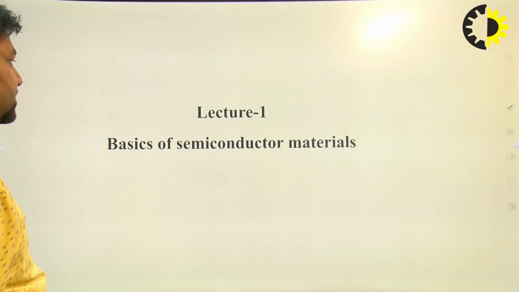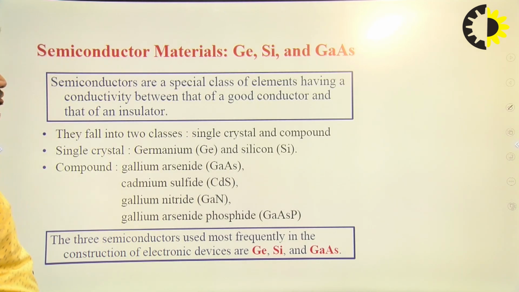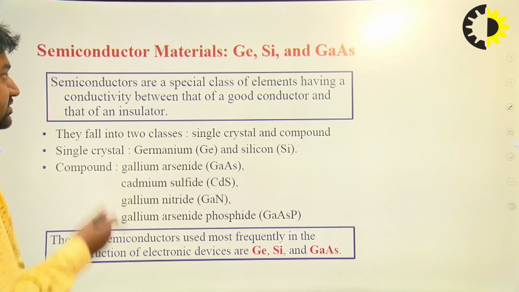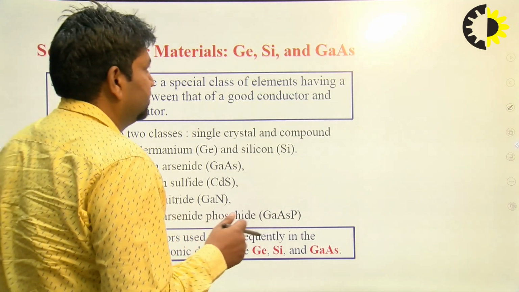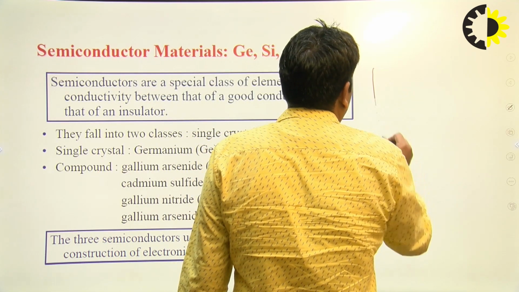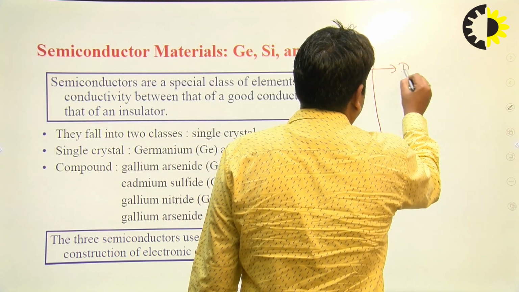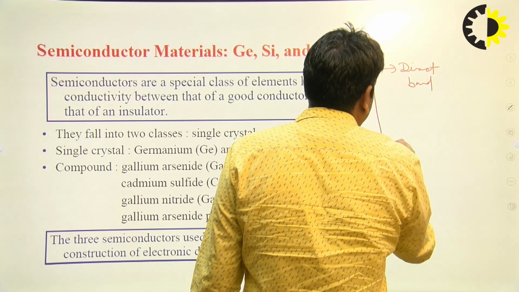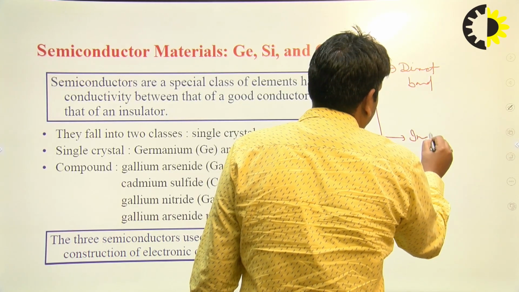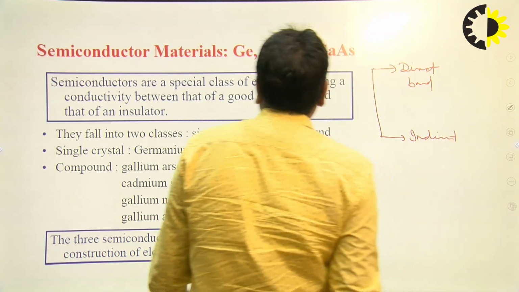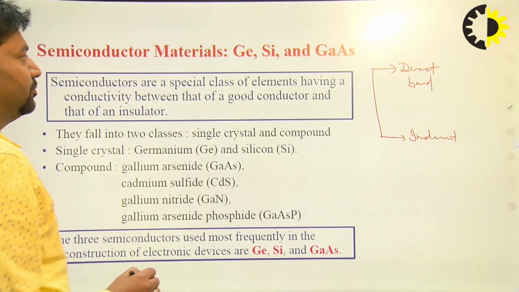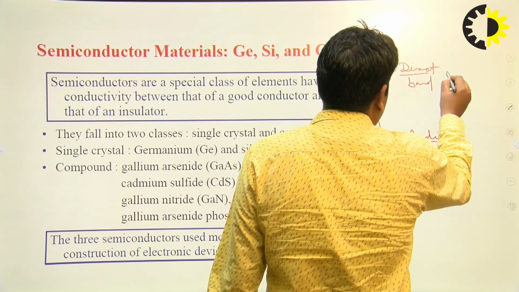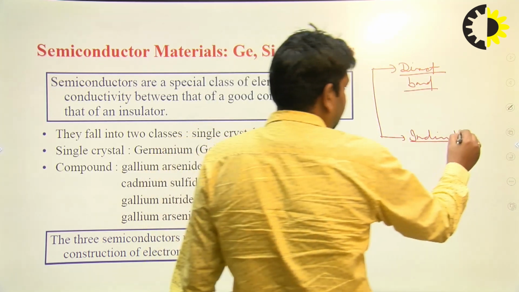So what are the basic semiconductor materials? How can we say this is a semiconductor material? Semiconductor materials are basically of two types. The first one is direct band gap semiconductor materials, and the second is indirect band gap semiconductors. Diodes can be formed by both of these materials. What is the meaning of indirect band gap?